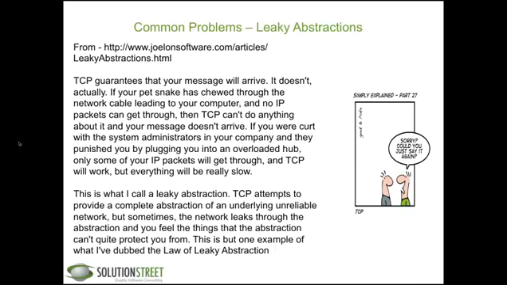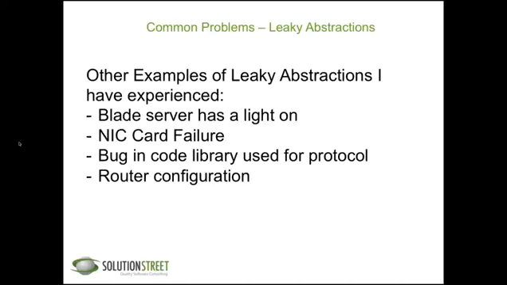So the gist here is that we have all these wonderful layers, and they provide all these wonderful layers of reliability. And so, like I said, when the software developer talks to a socket and says, connect to this server, they think it's just going to happen. Sometimes it doesn't happen. Joel coined this term: leaky abstractions. So, some quick examples of leaky abstractions that I've experienced.